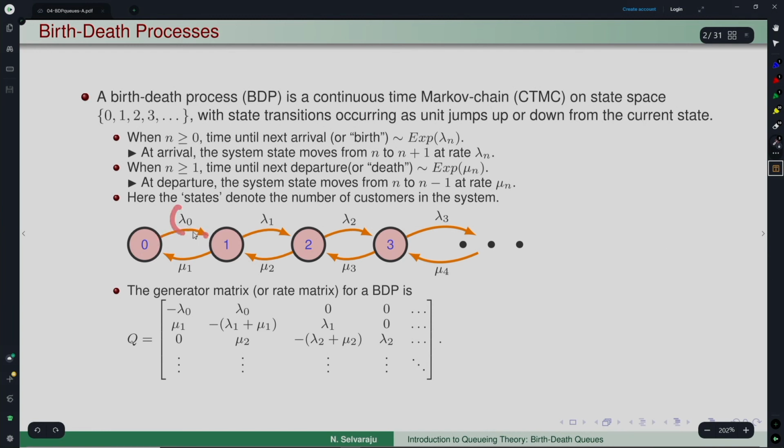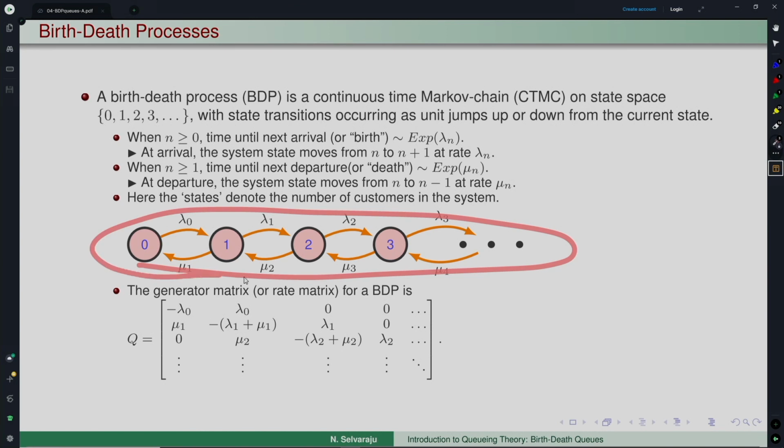The arrow and the quantities that are written above or below these arrows would depict the rate at which this moves from one state to the other. So, from 0 to 1 it moves at the rate lambda naught, from 1 to 0 it moves at the rate mu 1. And hence you will have this as the behavior.